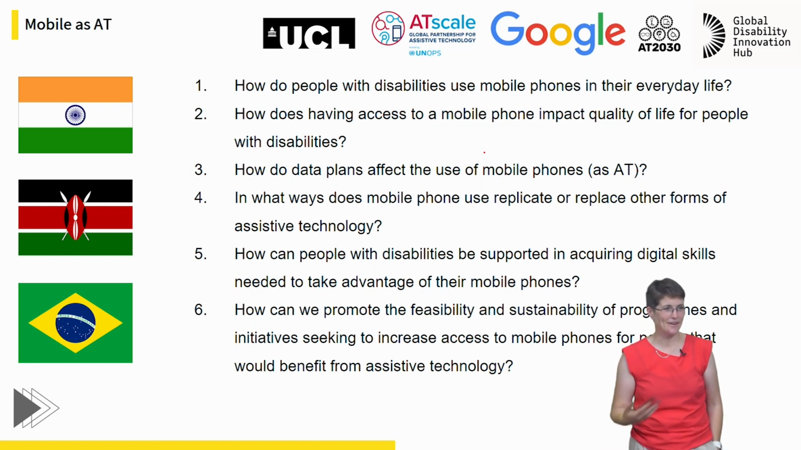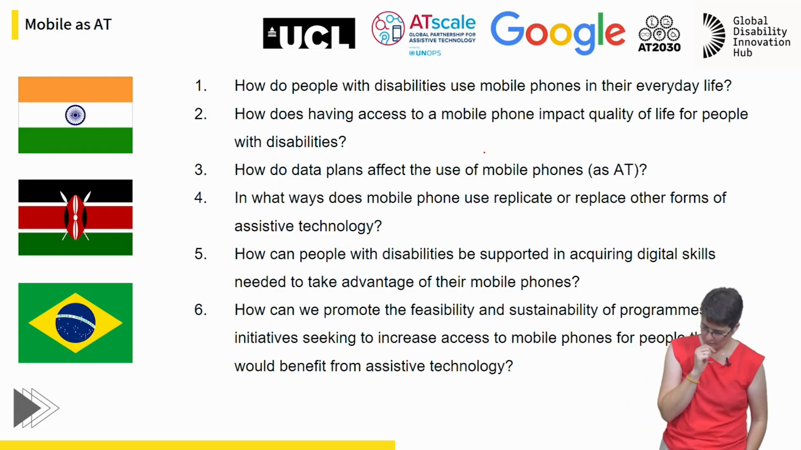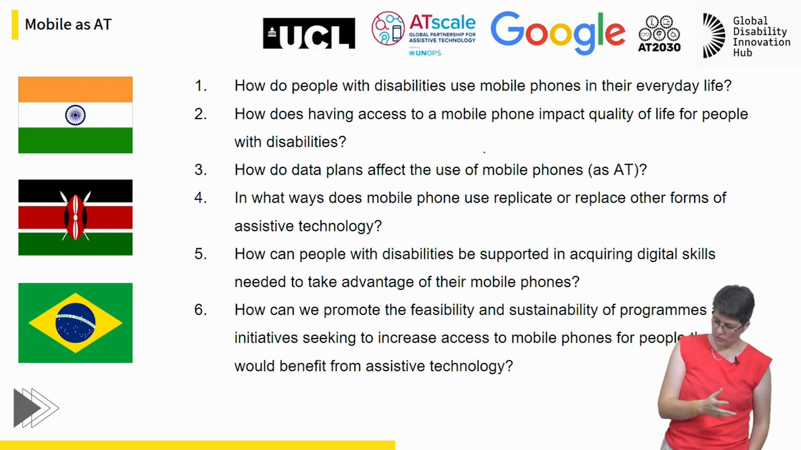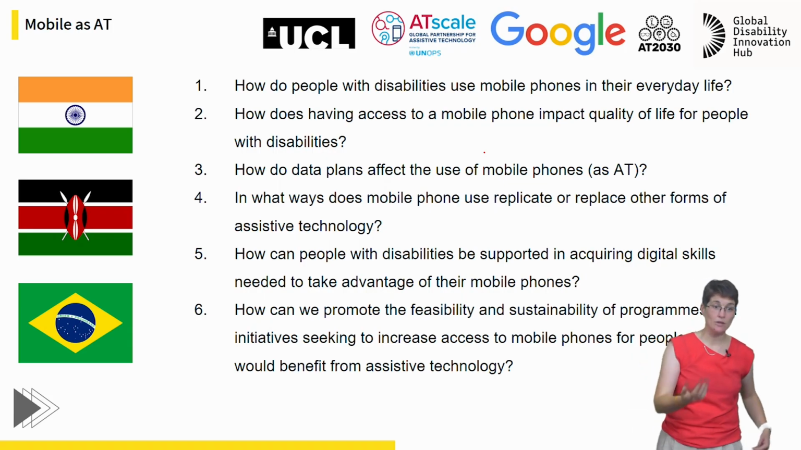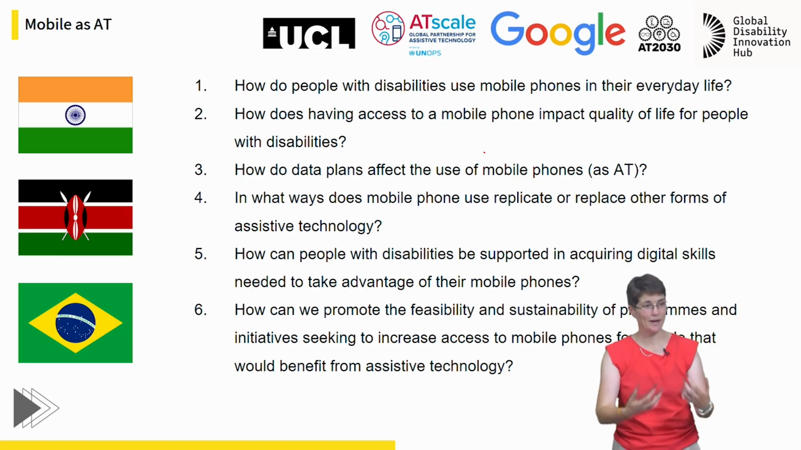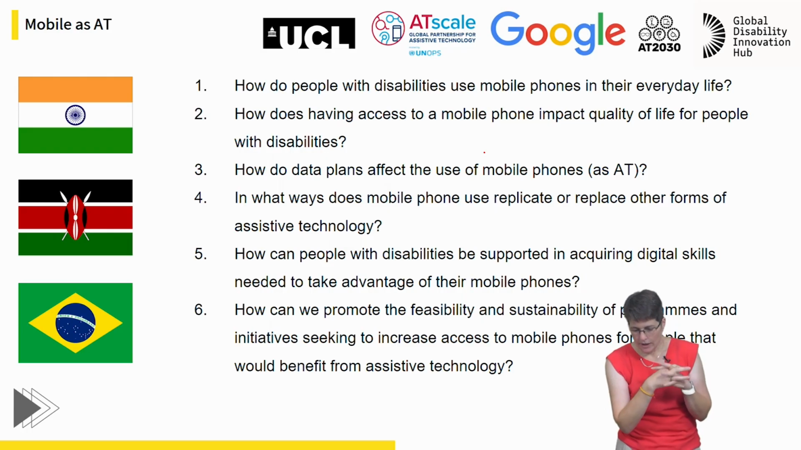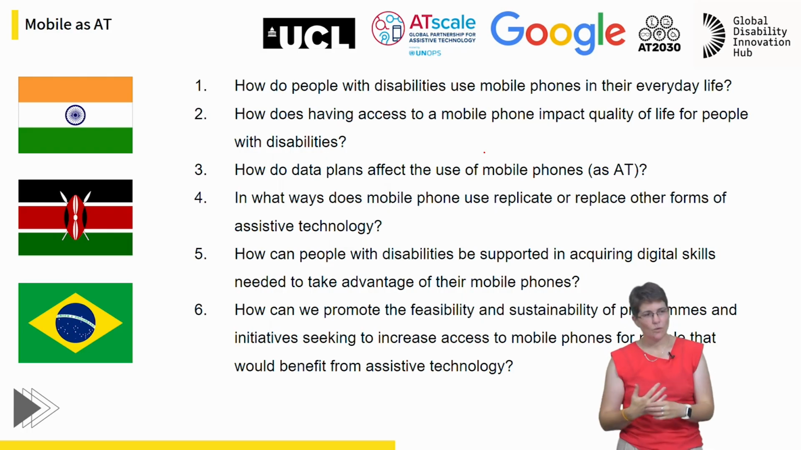I just felt like it was going to be unethical. So we've scrapped that, and really we're just going to see what people use with data plans. In what way does the mobile phone replicate or replace other forms of assistive technology? So we want to know when they are using, for example, a screen reader or TalkBack. And how are people with disabilities supported in acquiring the digital skills?